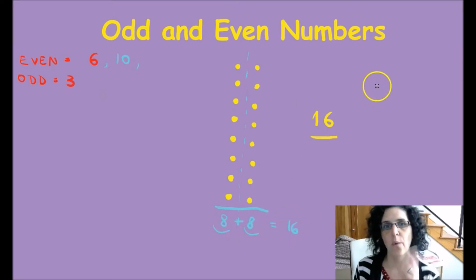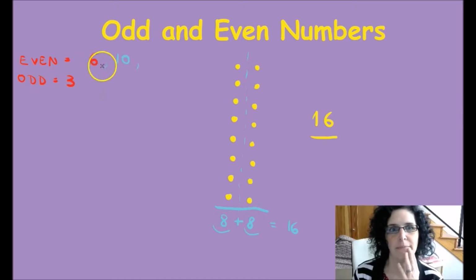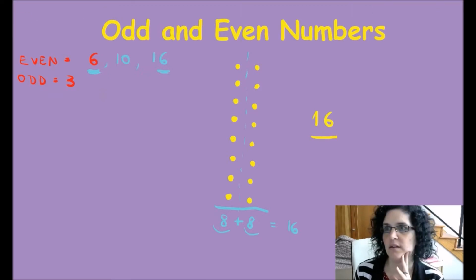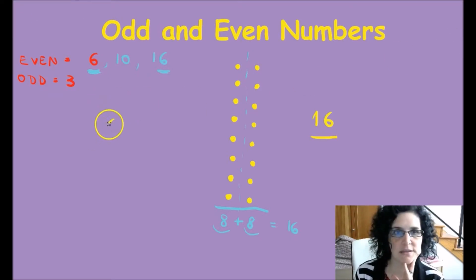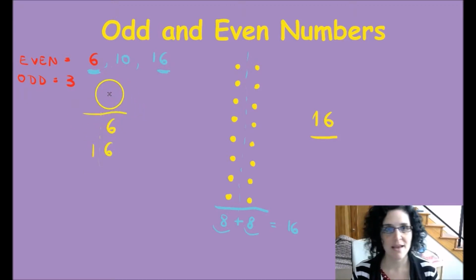Great. Now, what have you noticed? On our list here, we already had a 6, and the 16 ends with a 6. So both 6 and 16, on their units, on their ones house, have a 6.